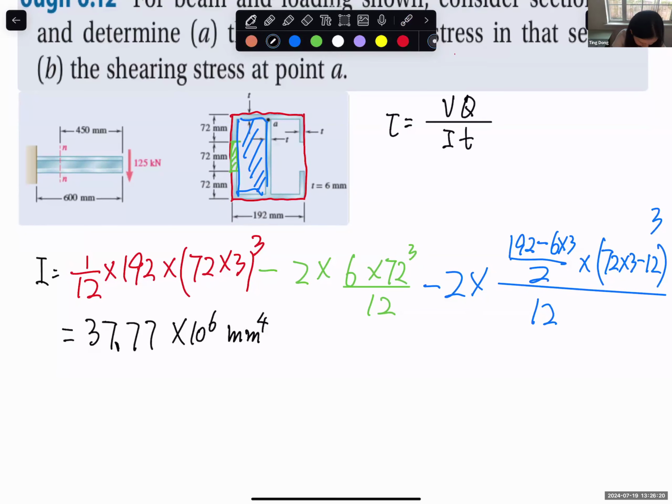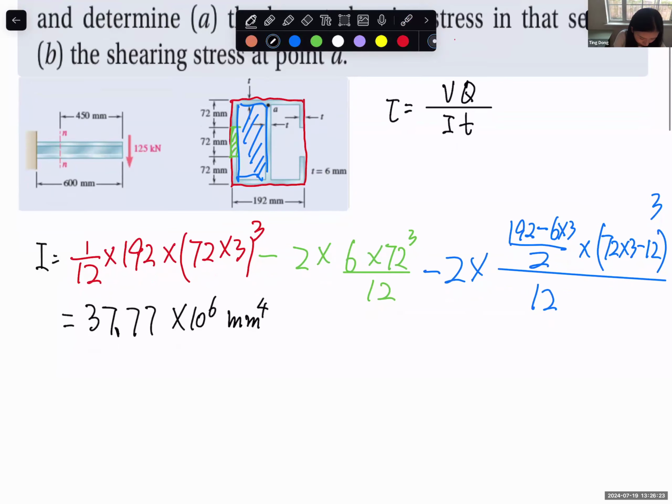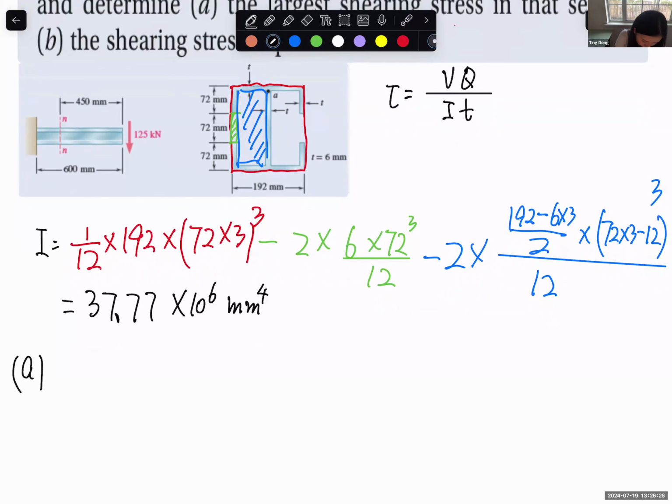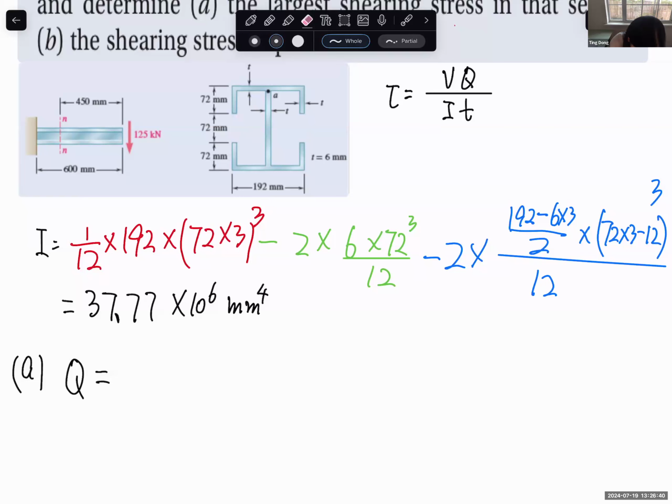So I is the same for both A and B parts. So we have I total, and for A we need VQ over It. They are easy: Q. Let's calculate Q. For the neutral surface, now I need to remove all these things. Since we are considering the cutting surface and neutral surface, we have three areas we actually need to calculate. So the first one we consider is this green area.